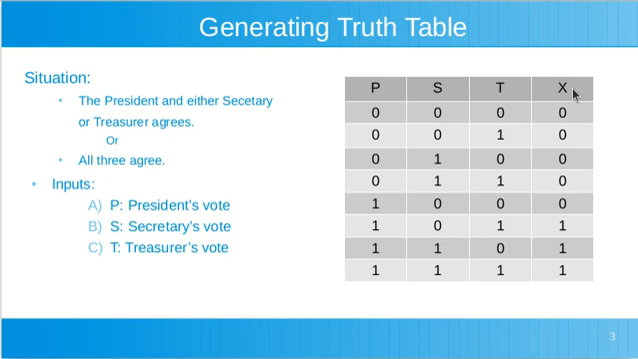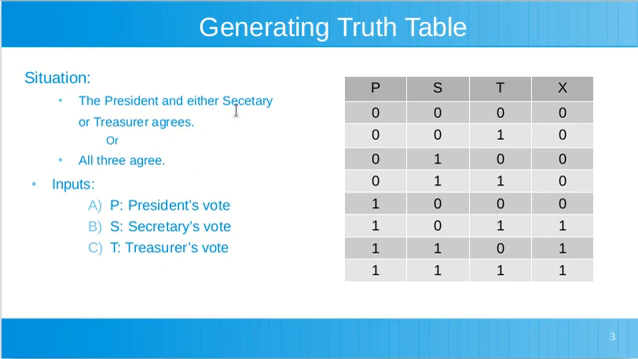Now the output. To make the output we have to consider the situation. There is the need for the president's vote, so we can consider these four lines, and either secretary or treasurer agrees. Here the president agrees but neither secretary nor treasurer agrees, so this is 0. President agrees, secretary does not agree but treasurer agrees, so this is 1.